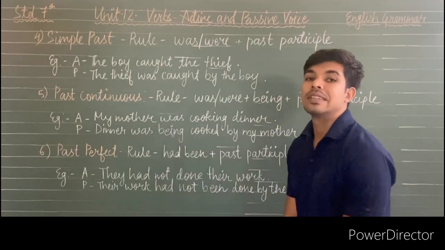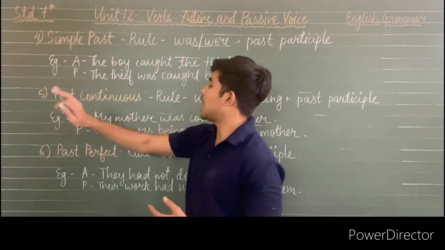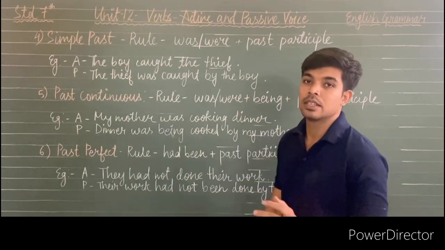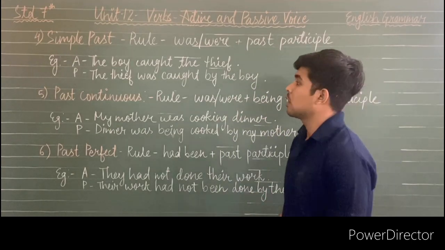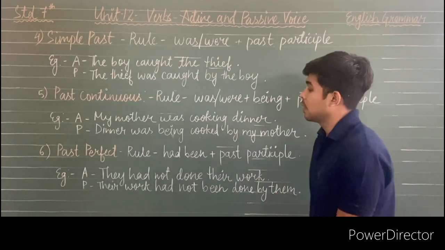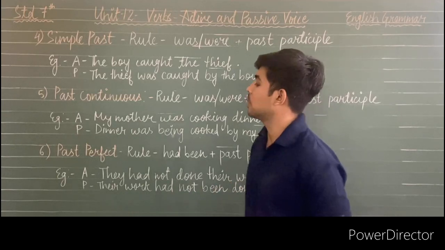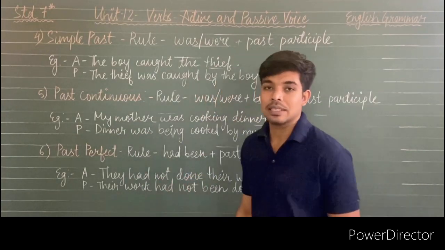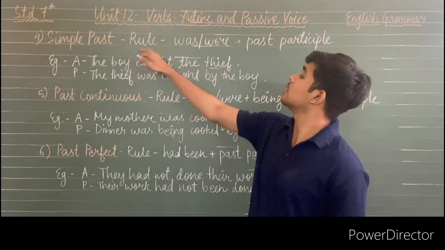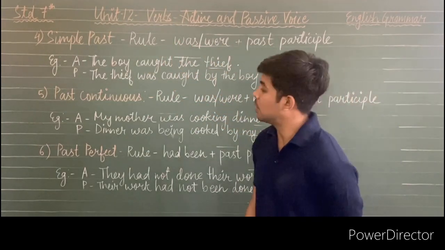Now we are going to discuss the three different tenses: simple past, past continuous, and past perfect. These are also kind of similar to what we have done in the present tenses. This also has some rules to change the sentence into active or passive voice. So first of all, simple past. The rule is was plus past participle of the verb.